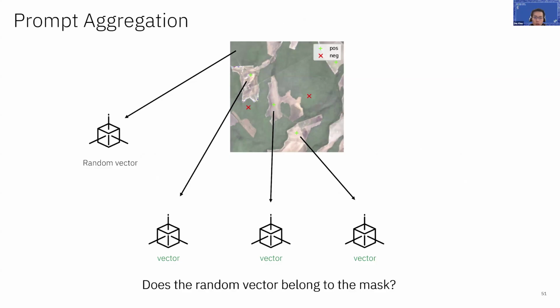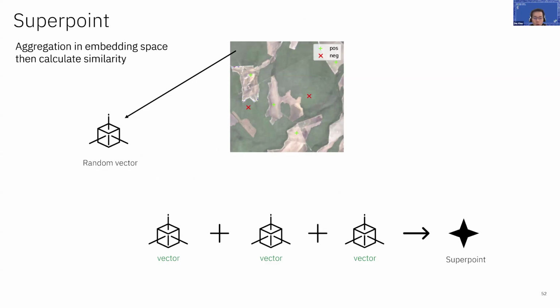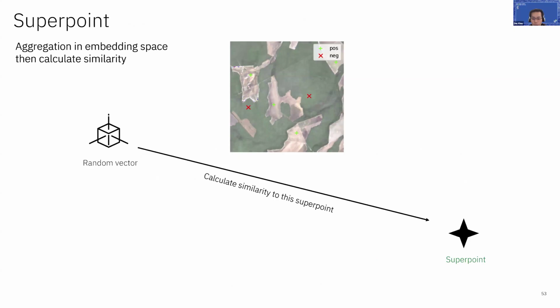The first method we could use is aggregation. We aggregate all these positive vectors into one super point, and then we calculate the similarity to the super point. Based on the results, it would belong either to the positive mask, the foreground mask, or the background. We would also do the same thing for the negative part. So we have one positive super point and one negative super point, we calculate the similarity to both of them, and then we calculate the difference between both. That is the first approach, with the super point.